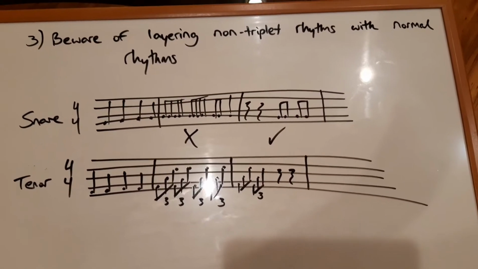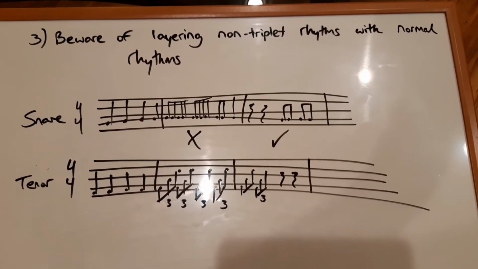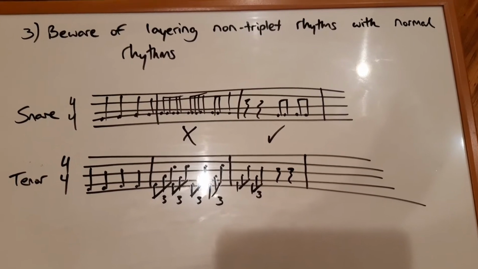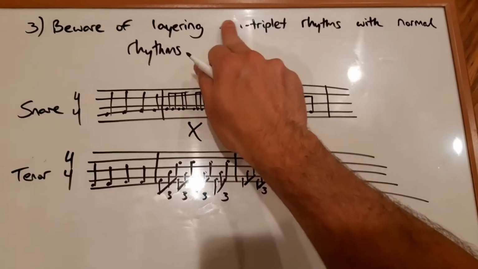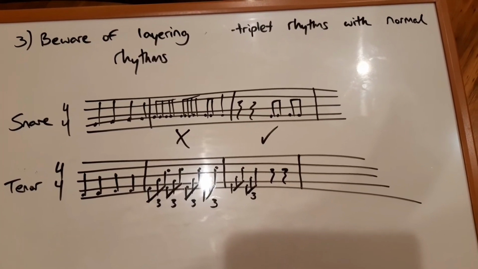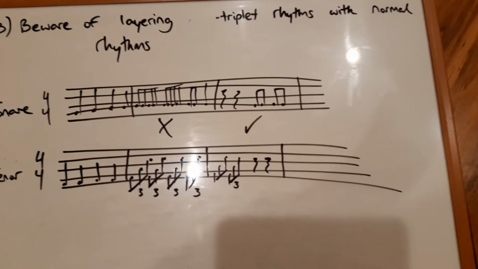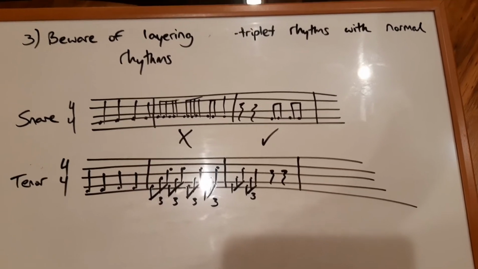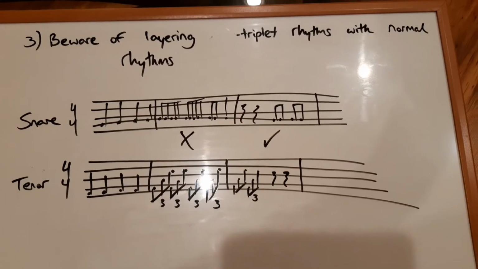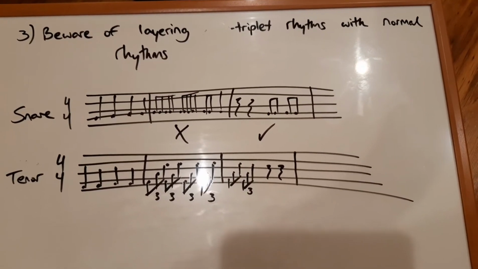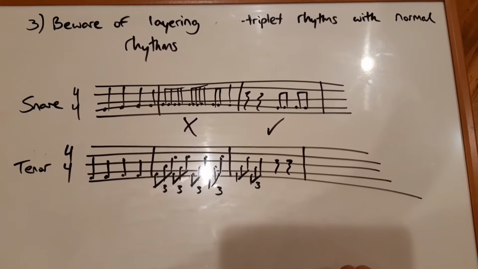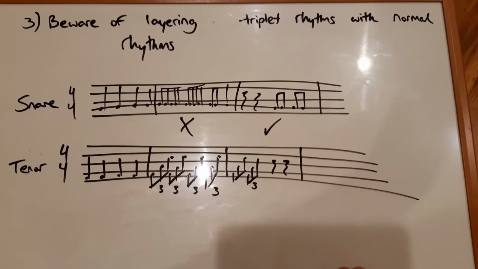Okay, so the third thing I want to talk to you about is beware of layering triplet rhythms with normal rhythms. It can be a really cool effect, and it works on the computer, but when you have triplets with a normal rhythm like 16ths, as a human, it can actually be kind of difficult to play. And we do have some instances where we were doing that, but it can be difficult to line up. So I would encourage you to steer away from that.